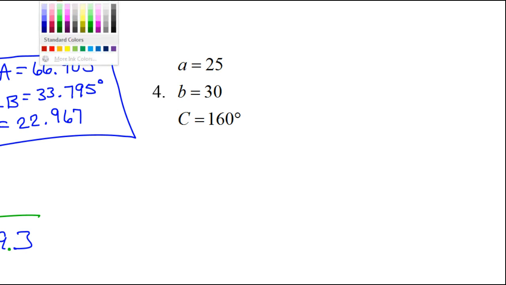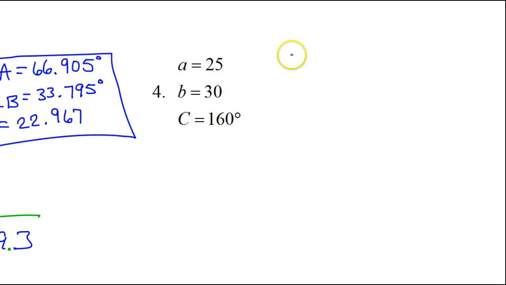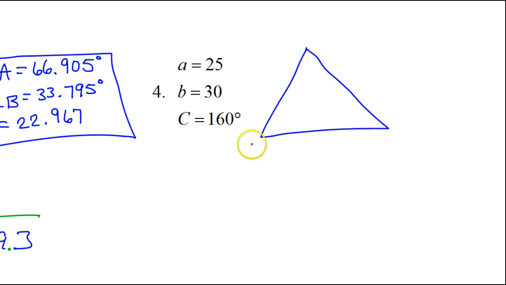So problem number 4, let's go ahead and draw our triangle. Okay, so I'll call this angle A, I'll call this angle B, and this will be angle C. So they gave us angle C is 160 degrees, and side A is 25, and side B is 30. Notice this is side angle side, so that's why we're going to be using the law of cosines.